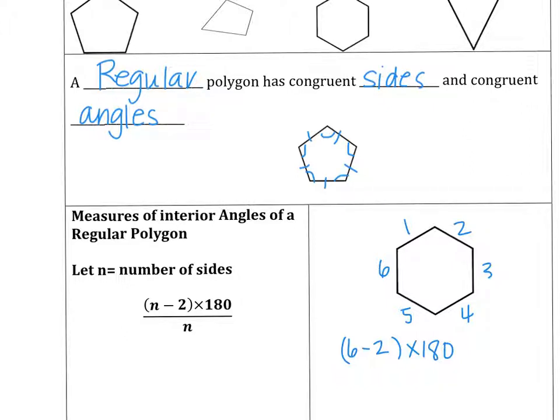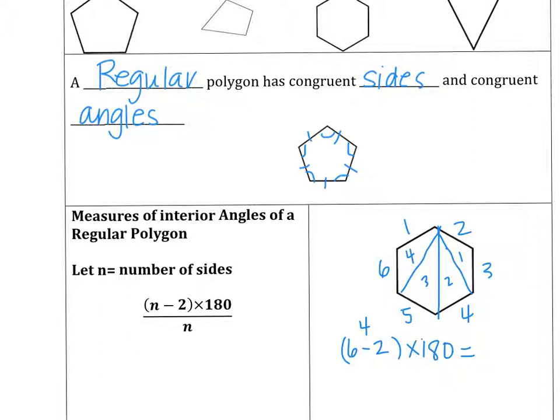And here's why. When we want to find out how many triangles are in this shape, let's find out how many triangles we can make. We can make 1, 2, 3, 4. So if we count them, we have 4 triangles in this shape. Each triangle is 180 degrees. So we have 4 triangles times 180. That's going to tell us the sum of all of the angles together. So that's 4 times 180.